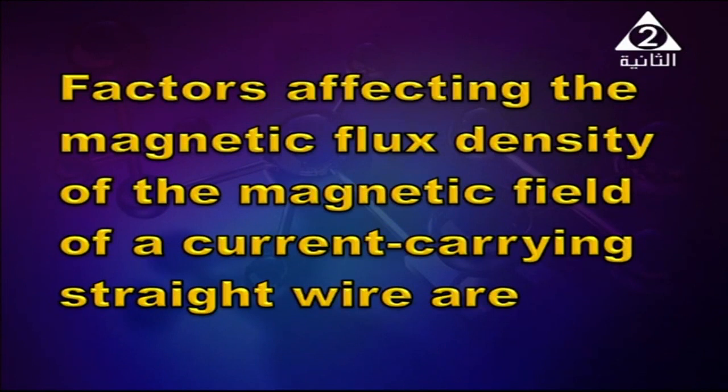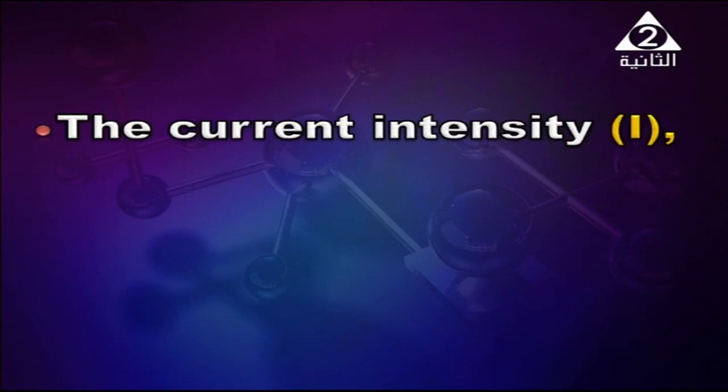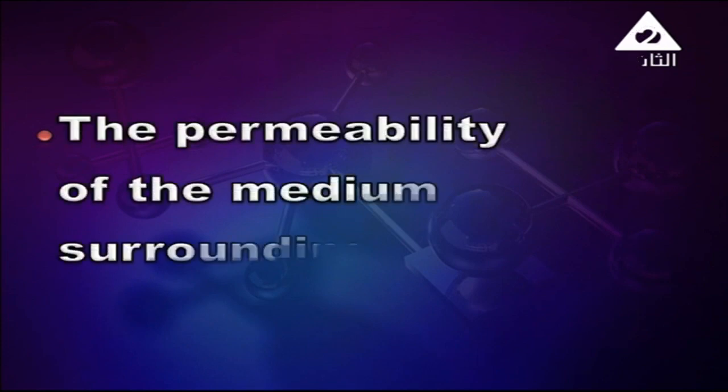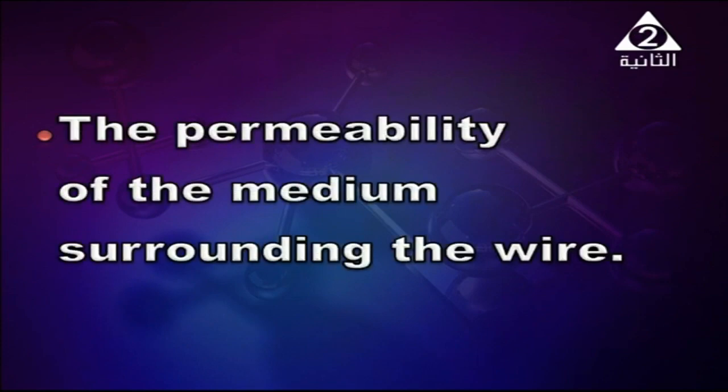And now, what about the factors affecting the magnetic flux density of the magnetic field produced by a current carrying straight wire? If you are asked about the factors affecting the magnetic field of a current carrying straight wire, first of all, the current intensity, and the normal distance from the wire, and the permeability of the medium surrounding the wire.